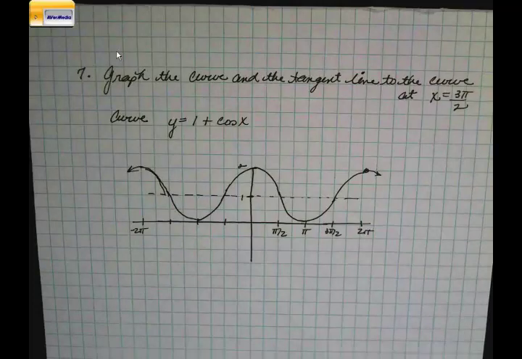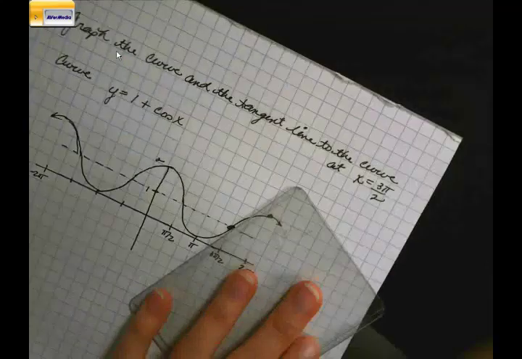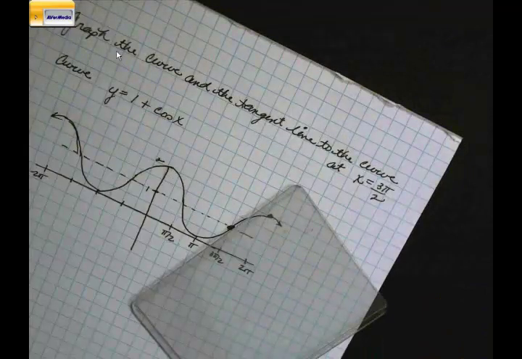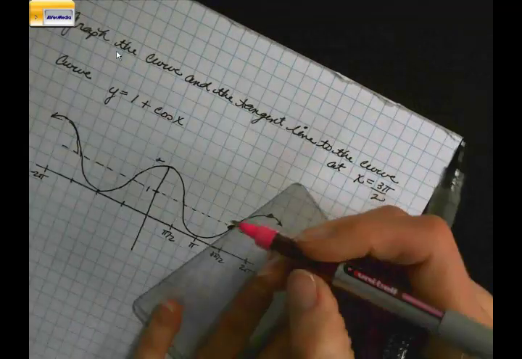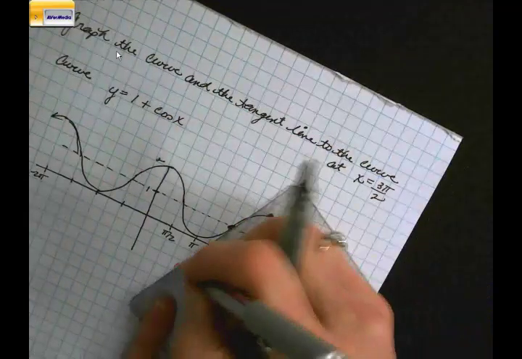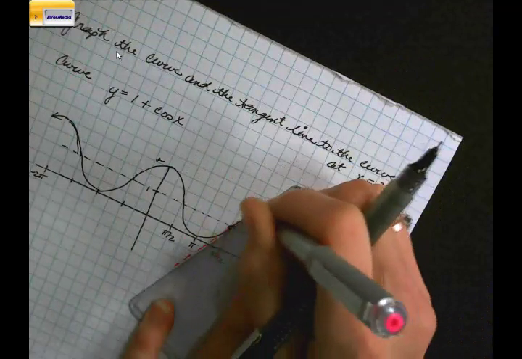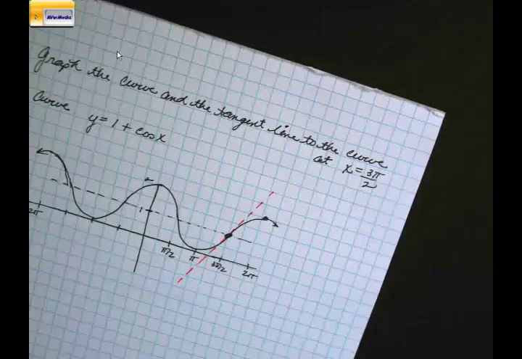So it has an amplitude of 1, but it jumped 1. So there it is. Now, if we're going to find what's going on at 3 pi halves, we want to know this tangent line right here at 3 pi halves, which looks something like this. Something like that.